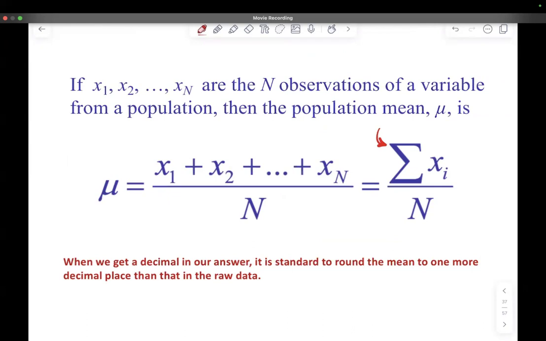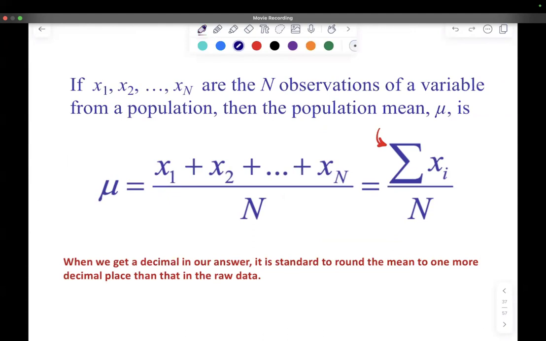So you take all of the values, you add them together, you divide by how many are in your population or in your data set, and then you get your mean. This is important though, when you get a decimal answer.